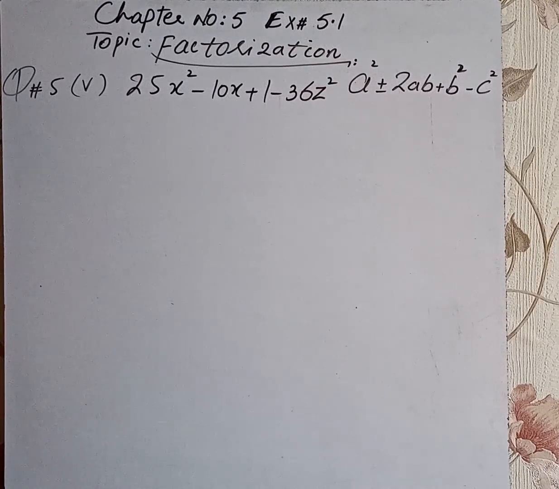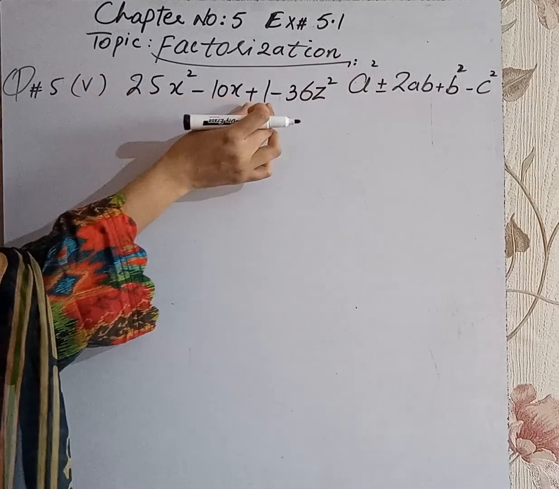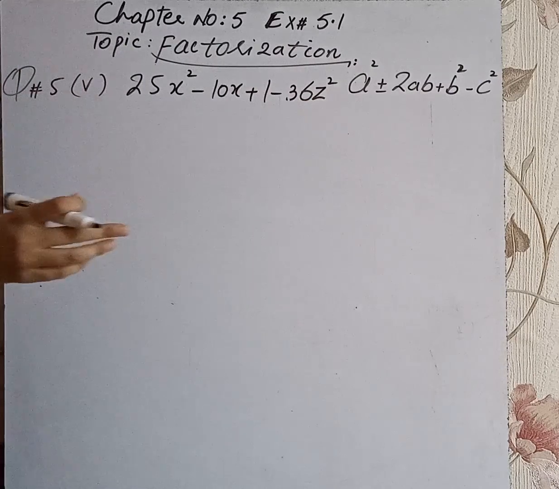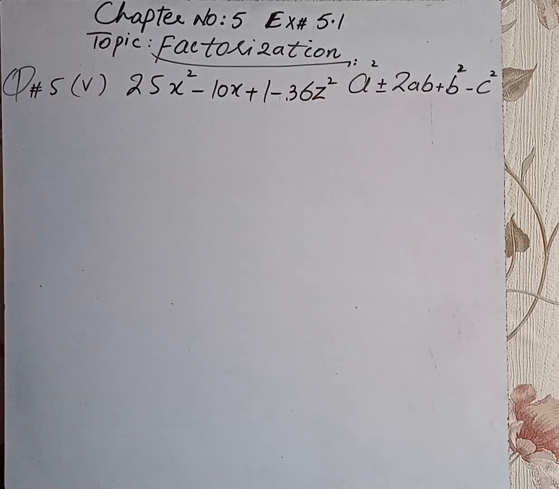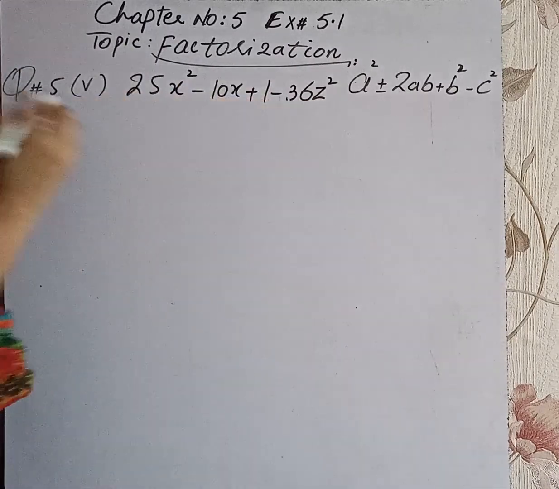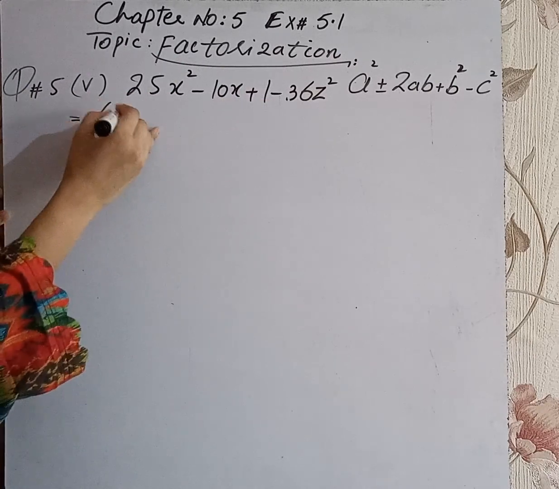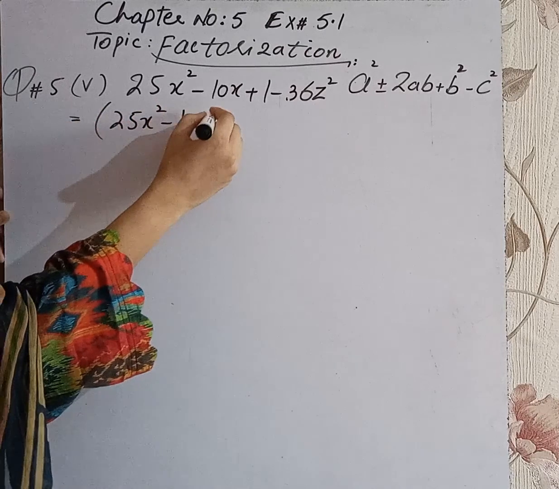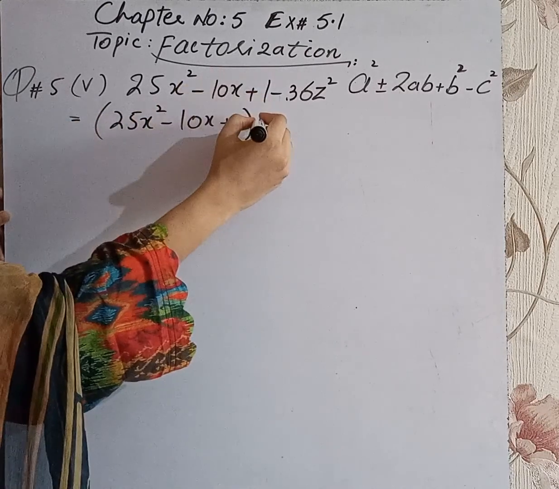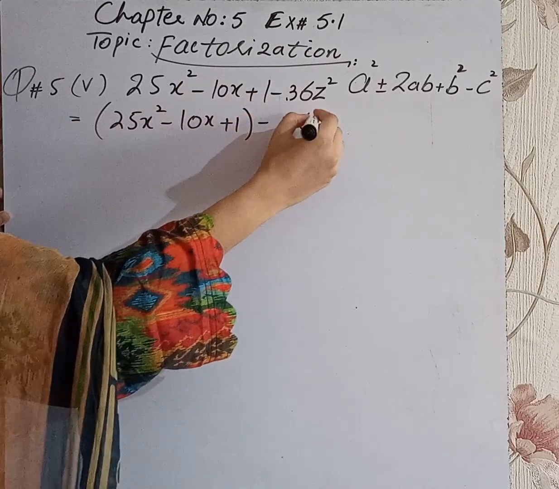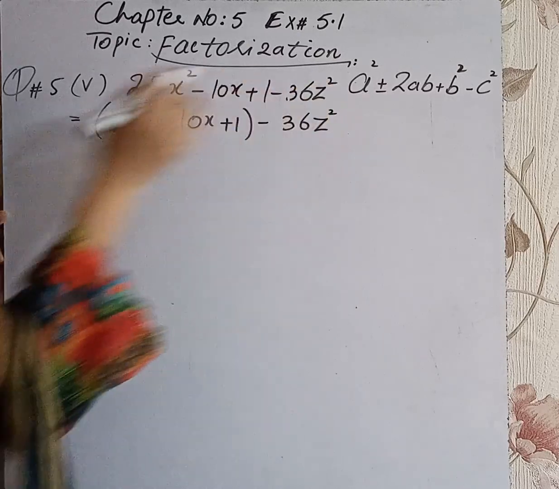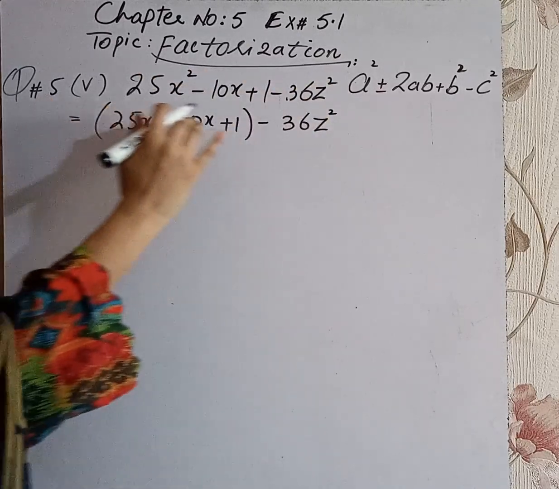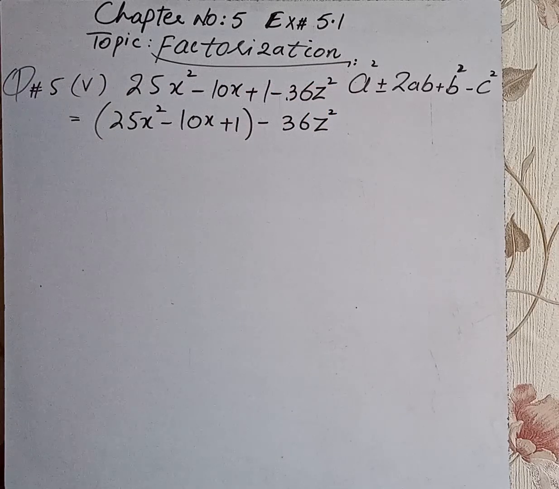Okay guys, in part 5, again here are the 4 terms. We will separate the 3 terms. This is x square, x and constant, and this is z square. So the z term has no link with these. So we will write here 25x squared minus 10x plus 1 minus 36z square, because this has the variable z and z has no link with the terms of x and constant.